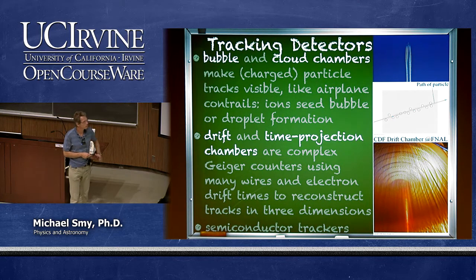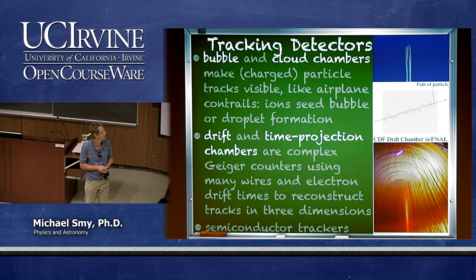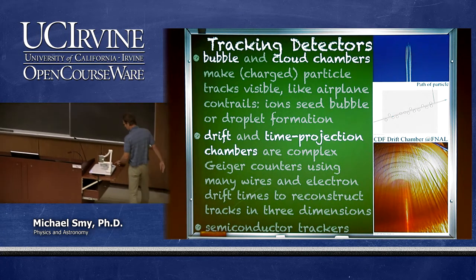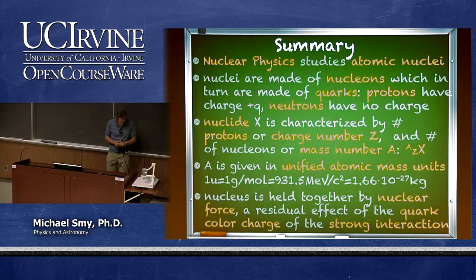Also, another possibility is to make a very, very complex Geiger counter. And those are called drift or time projection chambers, using many, many different wires. For example, this is the drift chamber of the so-called CDF detector at Fermilab that was in use for many years. And one uses not just the fact that there's a signal and on which wire there is the signal, but one uses the time it takes the ions or the electrons to drift to that wire to reconstruct tracks in three dimensions. And then one can use the semiconductor detectors as trackers also by having a more complex diode structure.